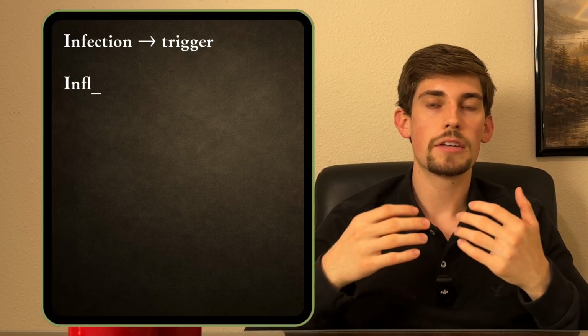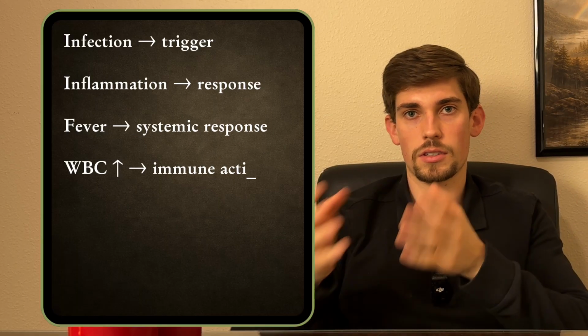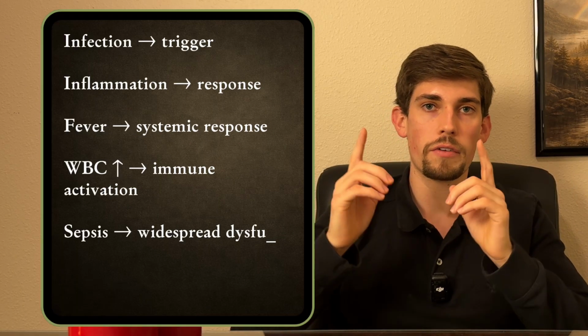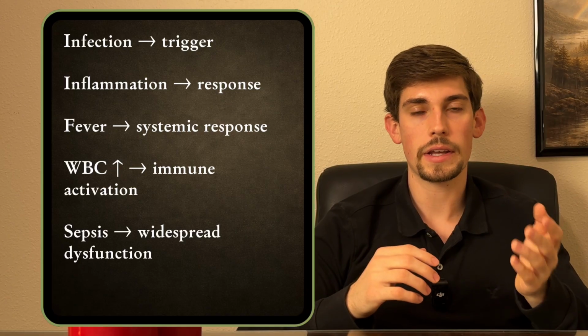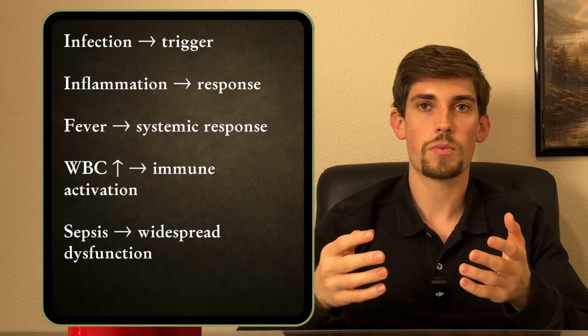Here are some quick patterns. These are high yield. Infection is the trigger, inflammation is the response. The fever is a systemic response. Elevated white blood cells indicate immune activation. Sepsis is widespread dysfunction. Here's another analogy to really think about this.